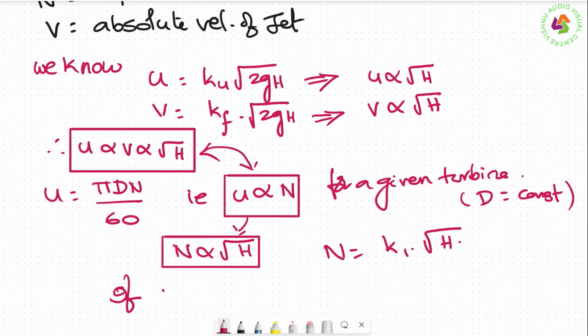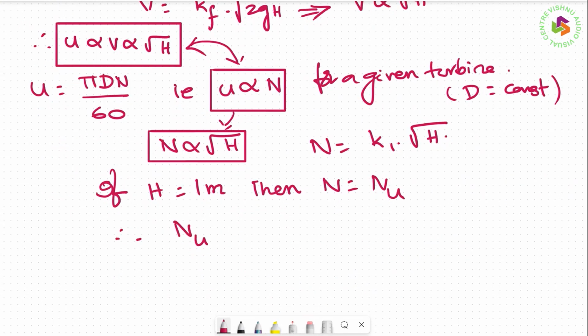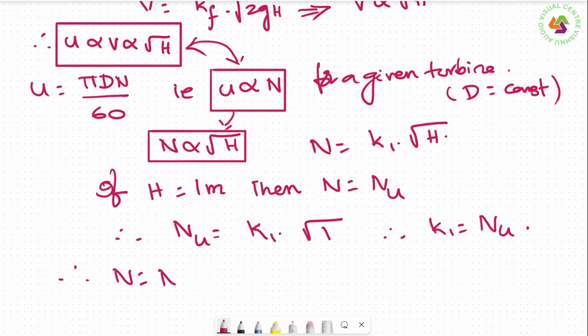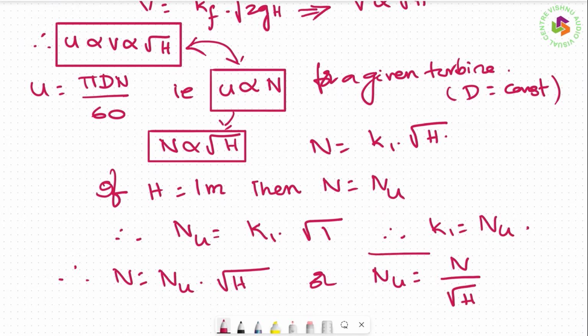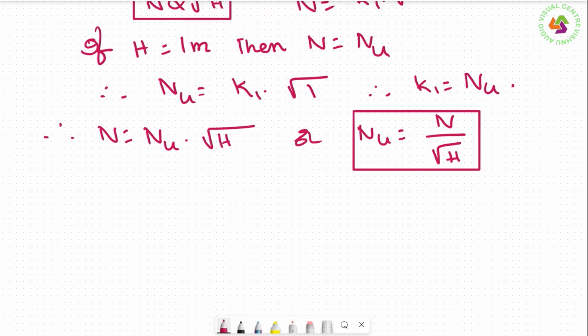If H is equal to 1 meter, then N is equal to Nu. That is the definition. So therefore, Nu is equal to K1 into root 1. Therefore, K1 is equal to Nu. Therefore, N is equal to Nu into root H, or Nu is equal to N by root H. Similarly, you can do the second thing also. Everything is very simple that you can do it.